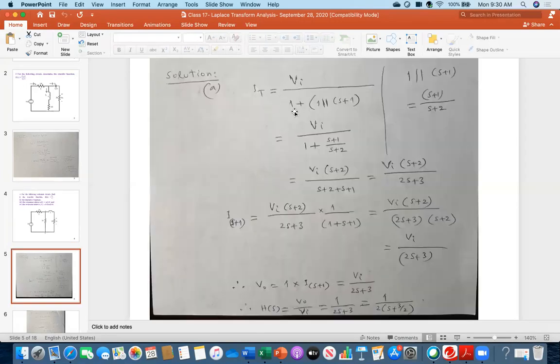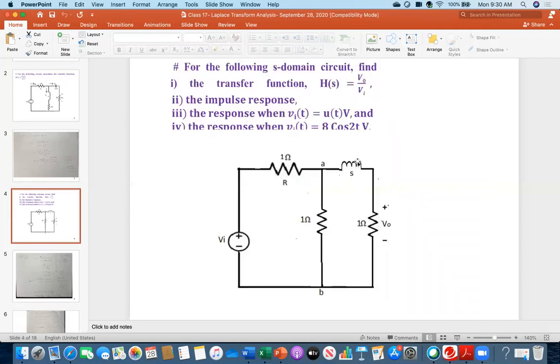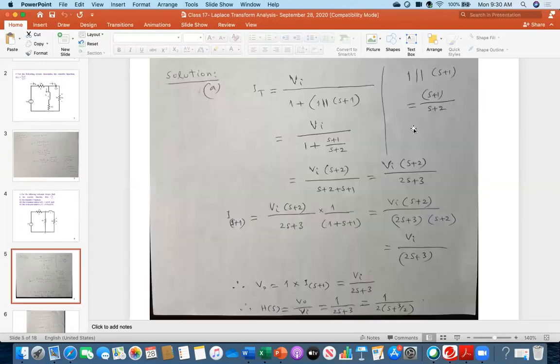So exactly I did that. Vi over 1 plus this one, in parallel with S plus 1. So that I am doing. And then on the right side, I am making that calculation. In parallel with S plus 1 means 1 multiplied by this one, and then in the denominator S plus 1 plus 1, so S plus 2. And that I am placing here. So Vi over 1 plus S plus 1 over S plus 2.